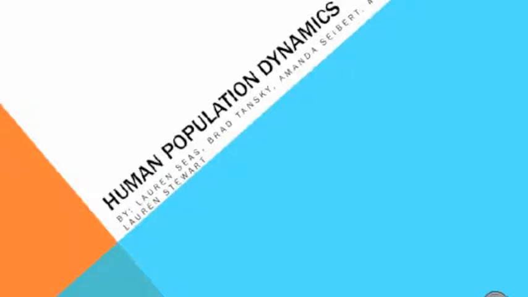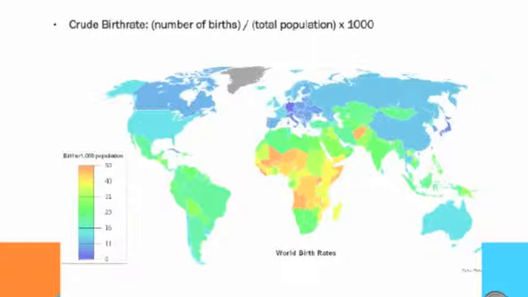This is a PowerPoint over human population dynamics. The crude birth rate is the number of births divided by the total population times 1,000. The crude birth rate in the United States is 14. As you can see in the graph, more developed countries have a lower crude birth rate than developing countries, such as countries in Africa.